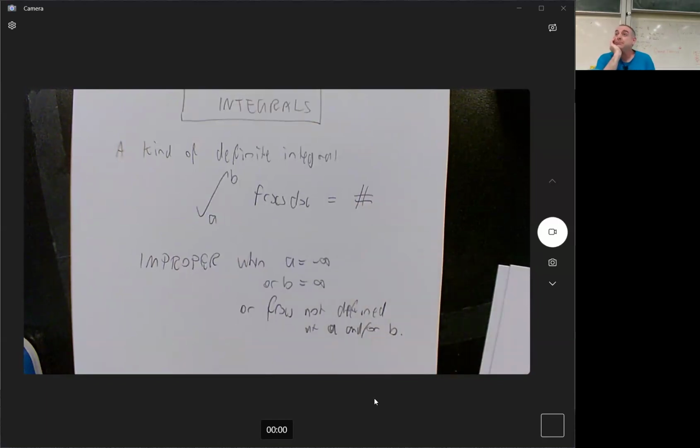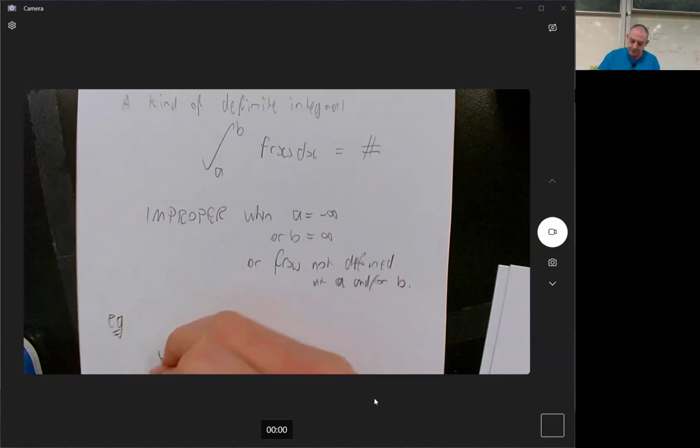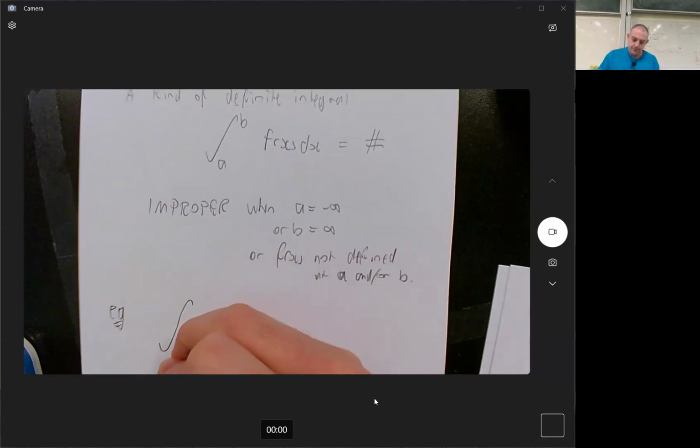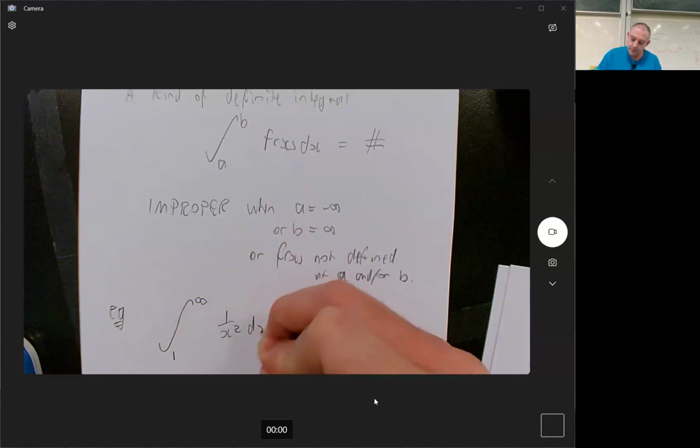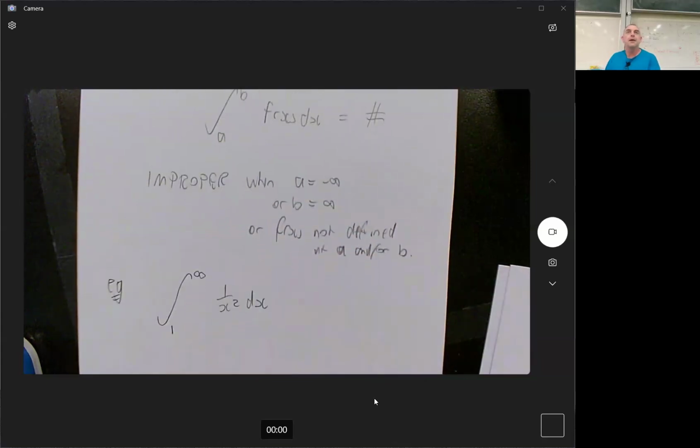Because limits, it's basically the idea. So probably best to just run through some examples, I think. That's the easiest way to make sense of improper integrals. Right. Hope that this works. May or may not work, but I'm going to give it a go.